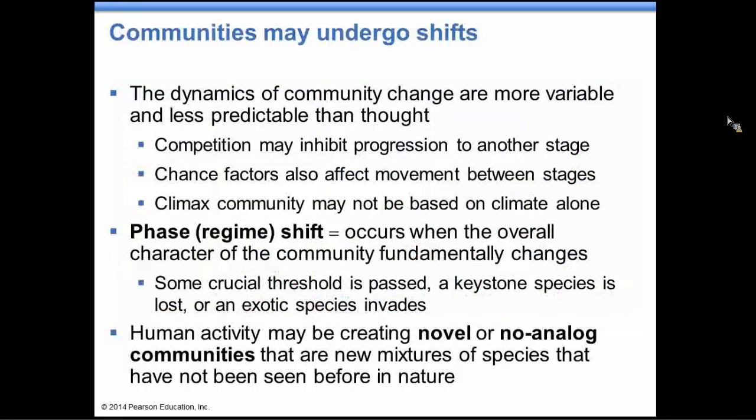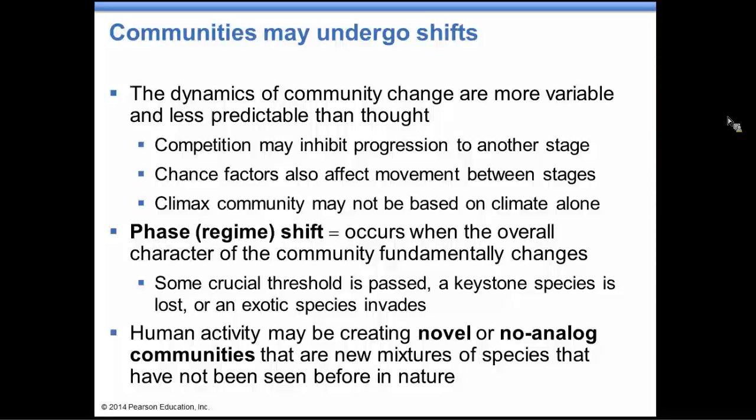As I was saying, communities may undergo shifts. Today ecologists recognize that community change is far more variable and less predictable than early models of succession suggested. In addition, climax communities are not determined solely by climate, but vary with soil conditions and other factors from one time or place to another. Once the community is disturbed and changes are set in motion, there is no guarantee that the community will ever return to its original state.